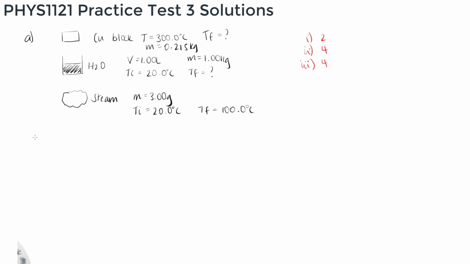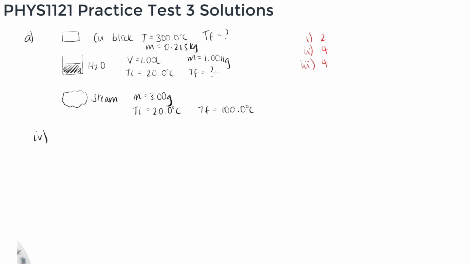Okay, part 4. Part 4 is a bit more complicated. Part 4 is telling us that 3 grams of the water that we originally had in our 1 litres has now been converted to steam, but everything else remains the same. Now we want to know what the final temperature of the system is.